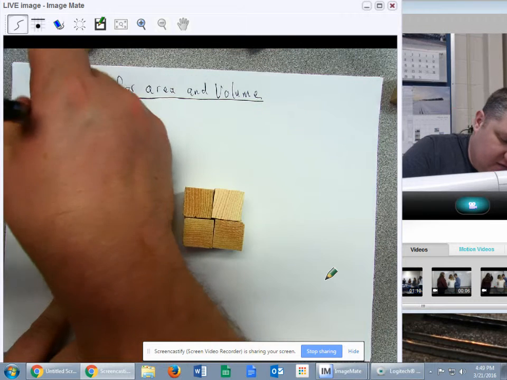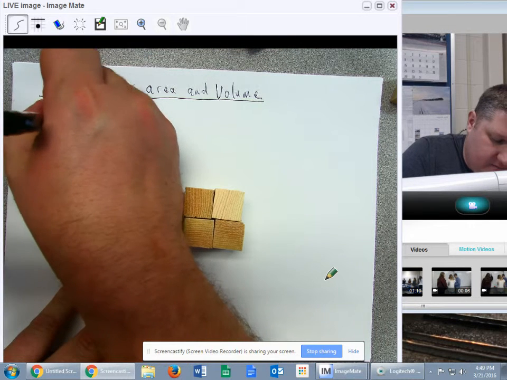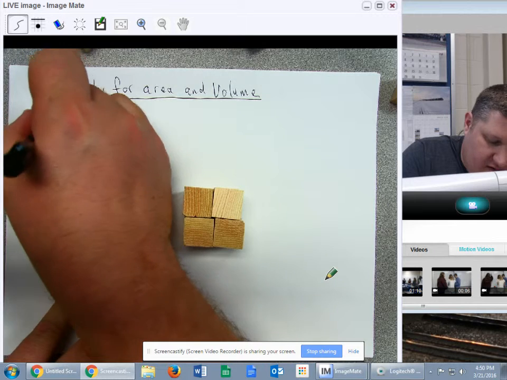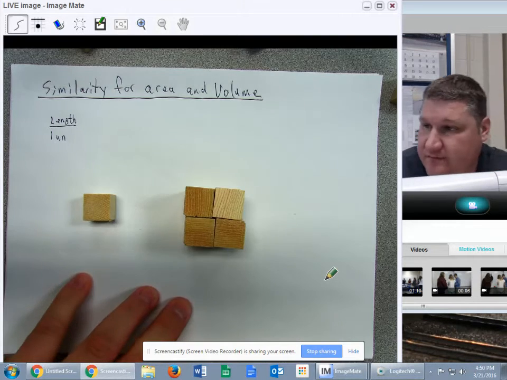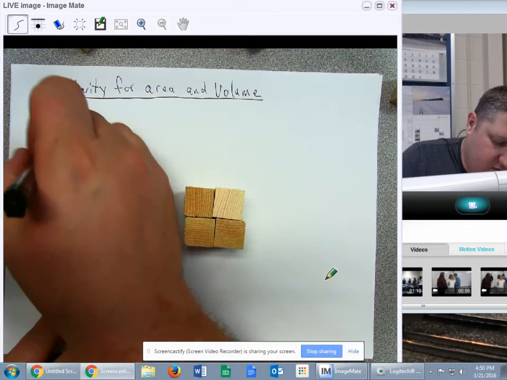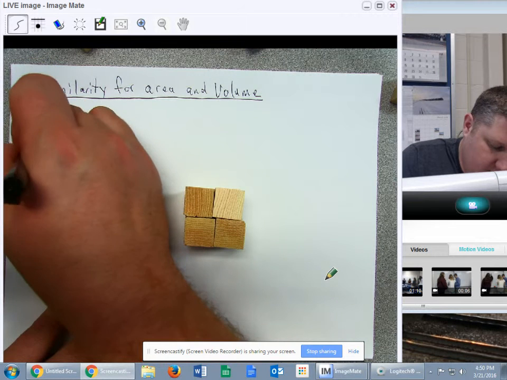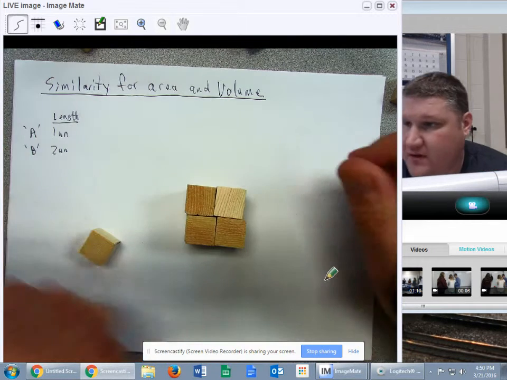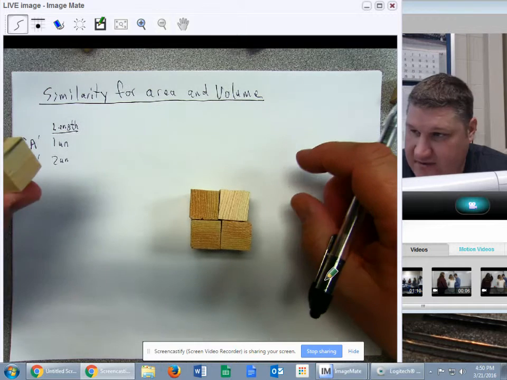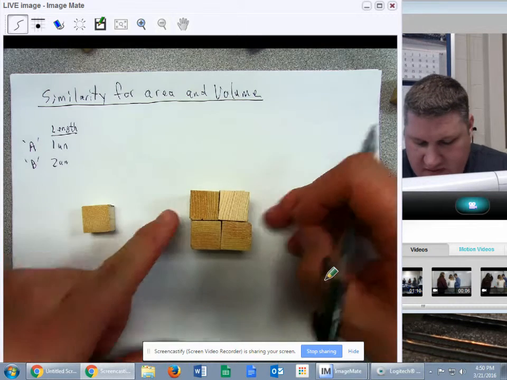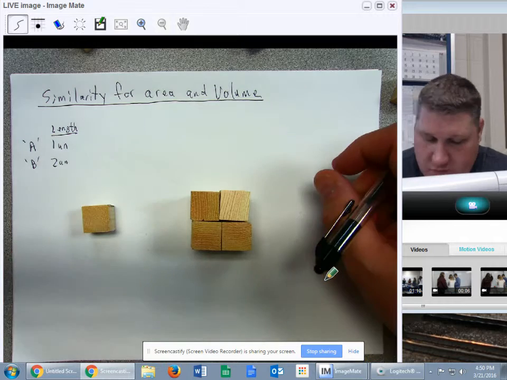In this case, we want the length. The length of this cube is 1 unit. The length of the other one is 2 units. So we'll call them A and B. The length of the first one, A, is 1 unit, and the length of the other one is 2.